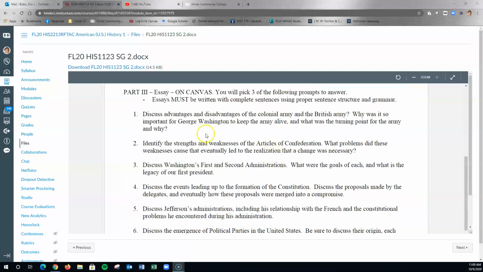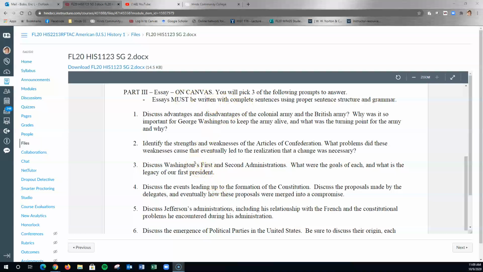The same is true on the essays. These will get run through Turnitin. And so if you try to copy any of this material, you're going to get flagged and you will end up getting a 0. I'll pick 3 from this, or I'm actually going to put all 6 of them up there, and you're going to pick 3 to write about.